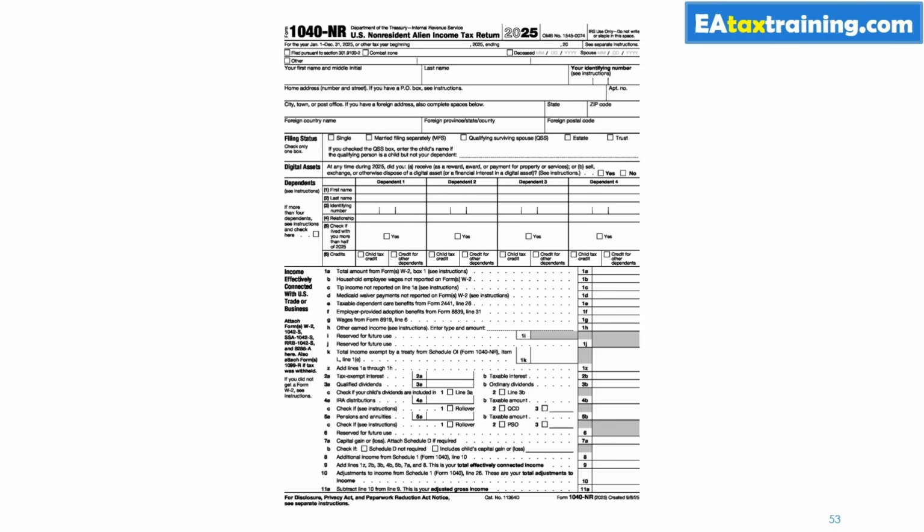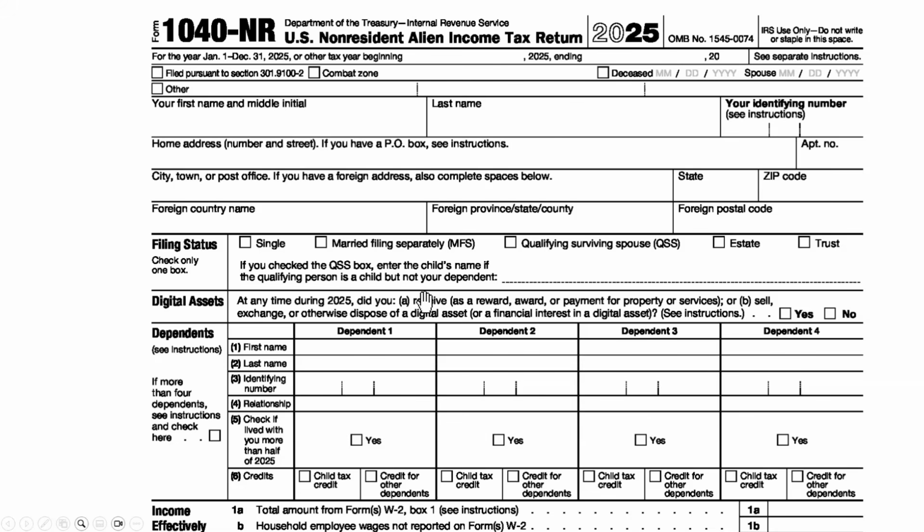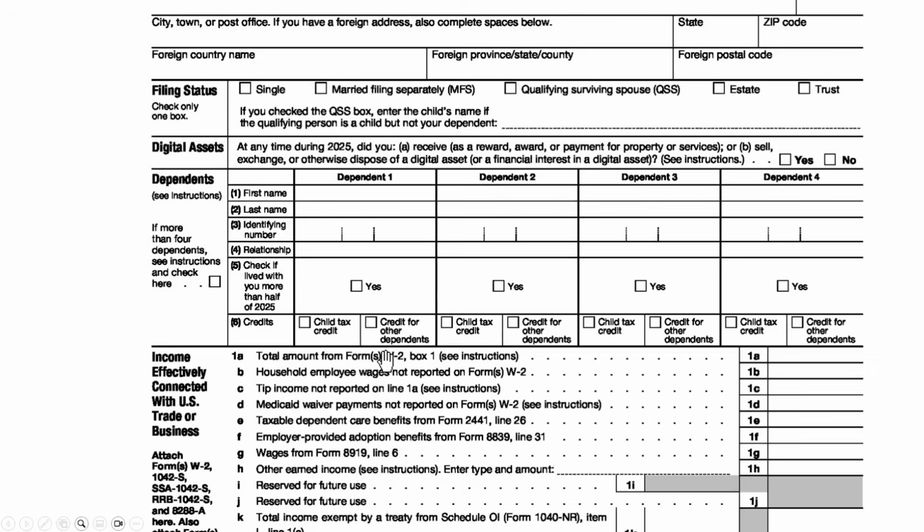So what about that Form 1040-NR? Let's have a look at that. You will notice that it looks a lot like the regular 1040. It's got a lot of the same information. You can also see here, though, it can be filed actually by an estate or trust. So it's not just for individuals, but you're going to see a lot of it looks exactly the same.